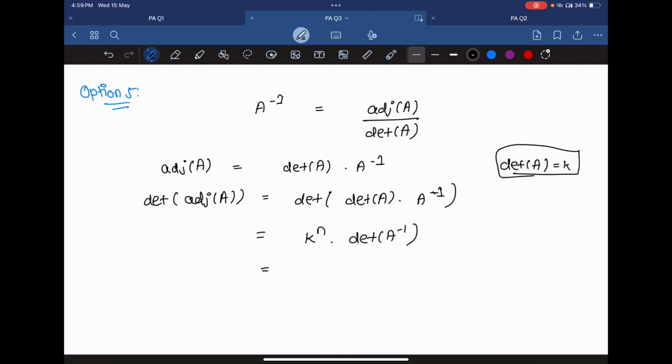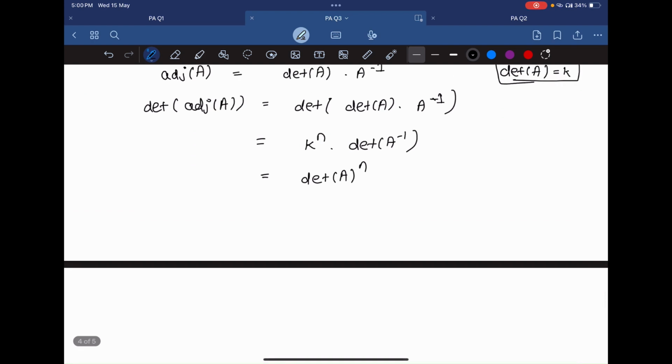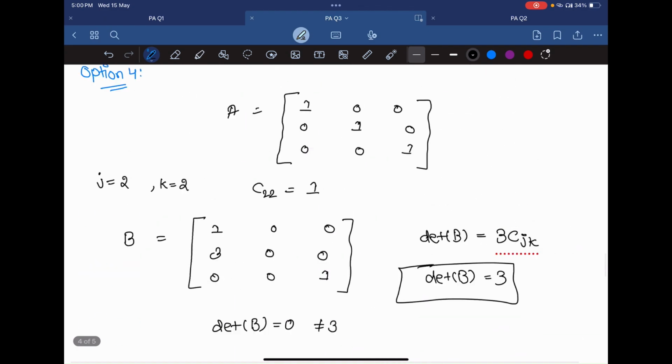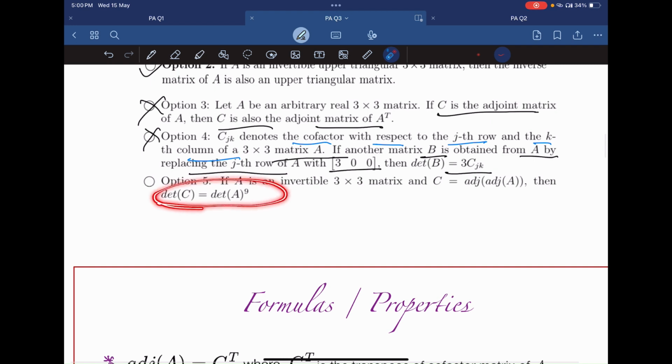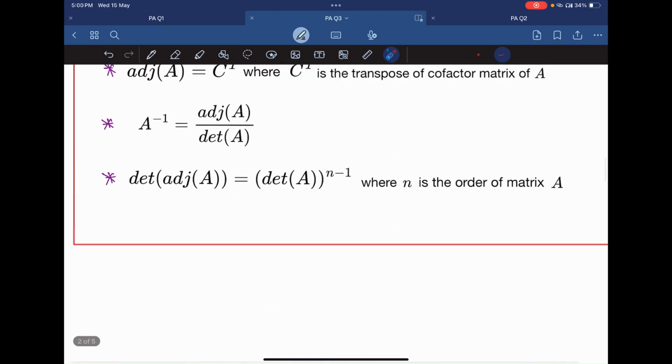Now I am replacing k with determinant of A so that we have everything in determinant of A terms. Now determinant of A inverse is simply 1 by determinant of A. So we got determinant of A power n minus 1. That is our determinant for adjugate of matrix A. So that's how we got this formula. And in the option it is defined that determinant of C is equal to determinant of A power 9, where C is adjugate of A.